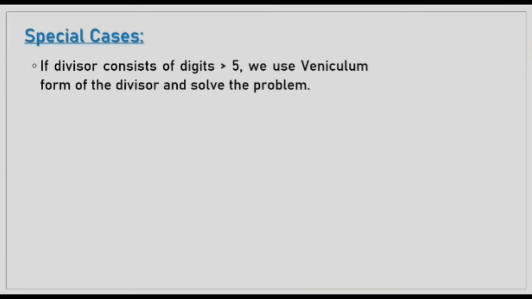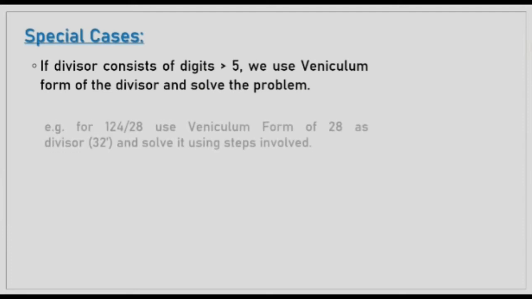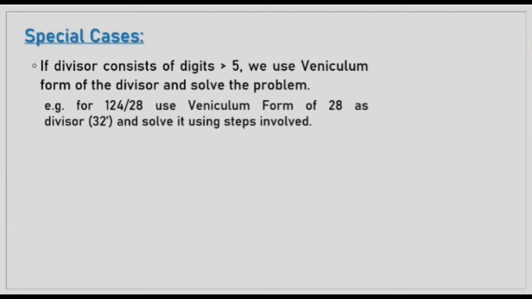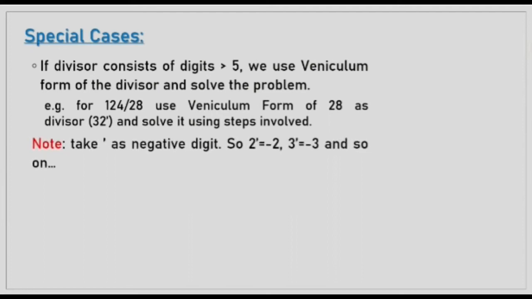Special cases. If the divisor consists of digits greater than 5, we use the vernacular form of the divisor and solve the problem. For example, if you take 124 divided by 28, there's a digit greater than 5 in the divisor, which is nothing but 8. So converting 28 to its vernacular form will give us 32 bar or 32 apostrophe. And we solve it with the respective steps involved. We take the apostrophe as a negative digit. So if it's 32 apostrophe, it's supposed to be 3 2 bar or 3 negative 2.